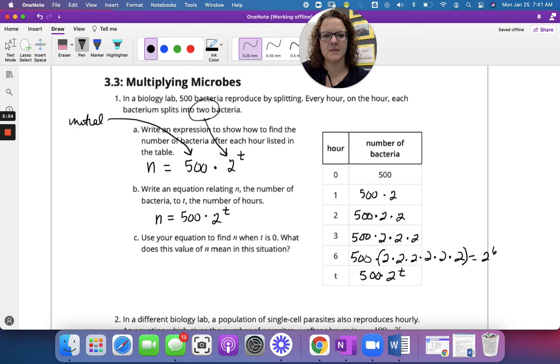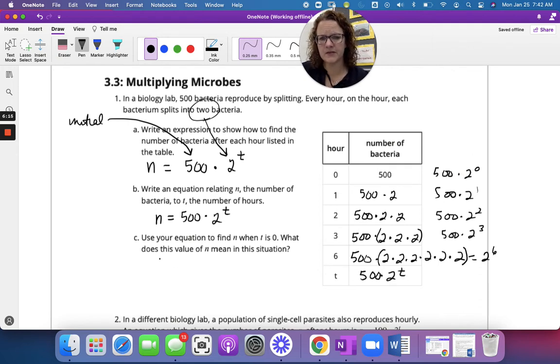This would be the same as 500 times 2 to the 3rd power. Same as 500 times 2 squared. 500 times 2 to the 1st power. 500 times 2 to the 0 power. All right? So there we are.